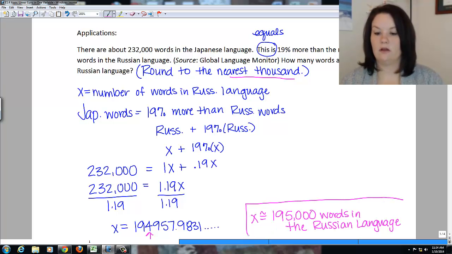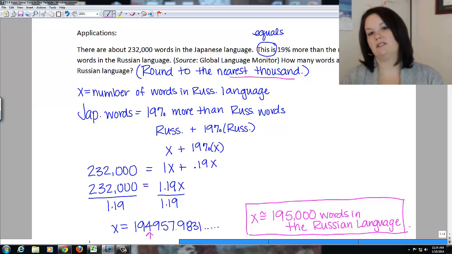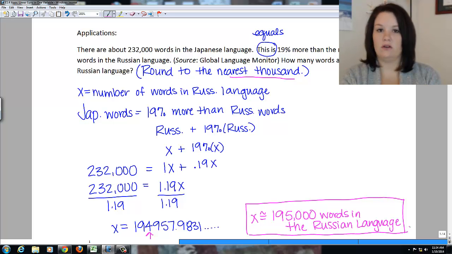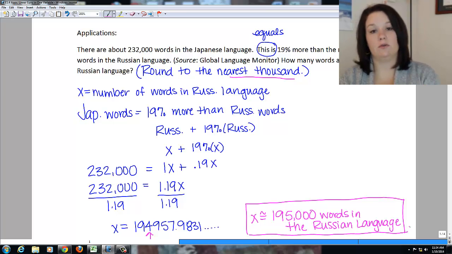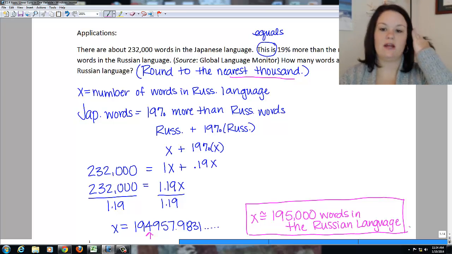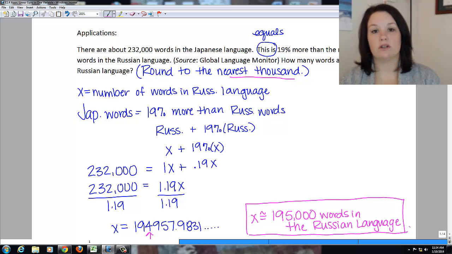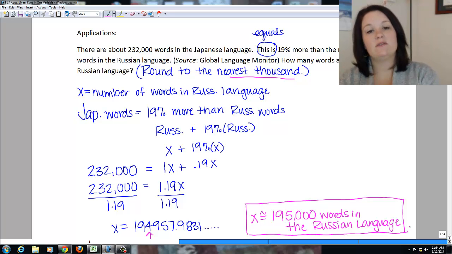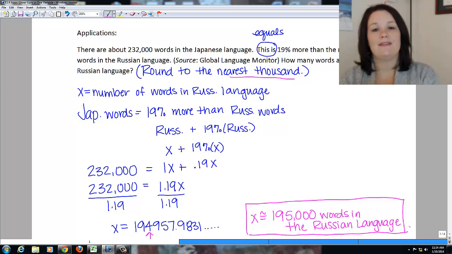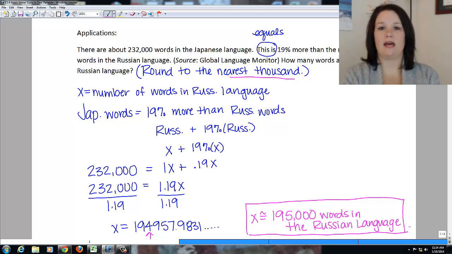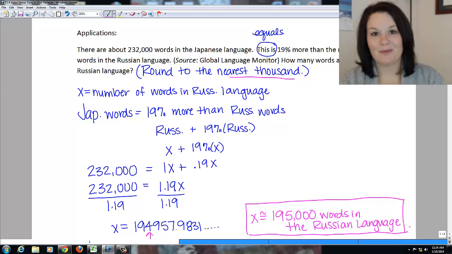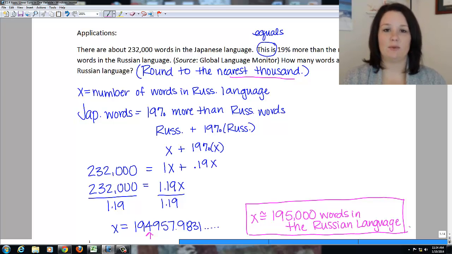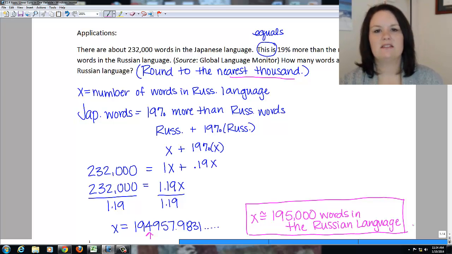Okay. Does that kind of make sense? Okay, anytime we have a percentage increase, we have to take the percent of the original to figure out what that little percentage is, and then add it back onto the original value. So 19% increase in Russian words, we take 19% of the Russian words, and then add that back to how many total Russian words we had, and we're saying that's the same as the number of Japanese words. So that's how we get it set up. Okay, let's look at another one.